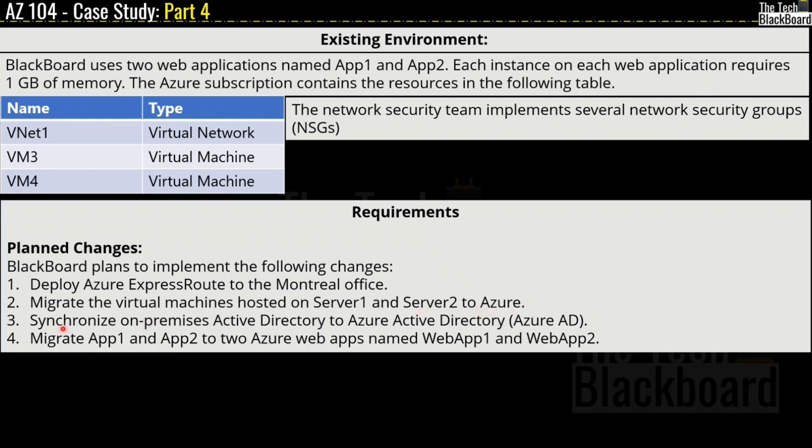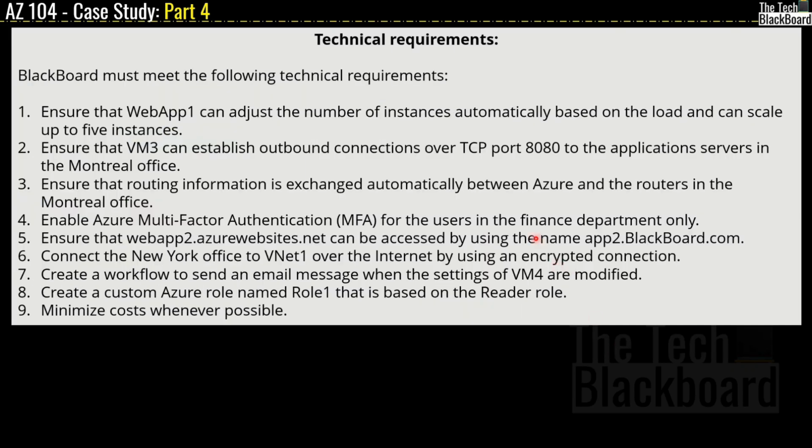The third one says synchronize on-premises Active Directory to Azure Active Directory. And lastly, we have migrate App 1 and App 2 to two Azure web apps named Web App 1 and Web App 2. Moving ahead, we have technical requirements, and this one says that the Blackboard must meet the following technical requirements. The first one is ensure that the web app can adjust the number of instances automatically based on the load and can scale up to 5 instances.